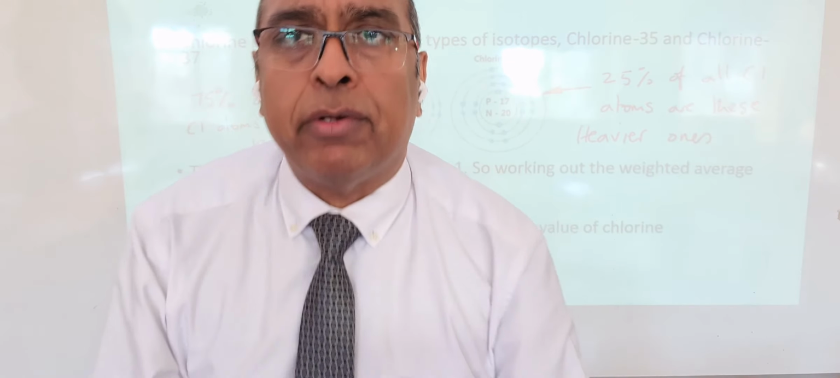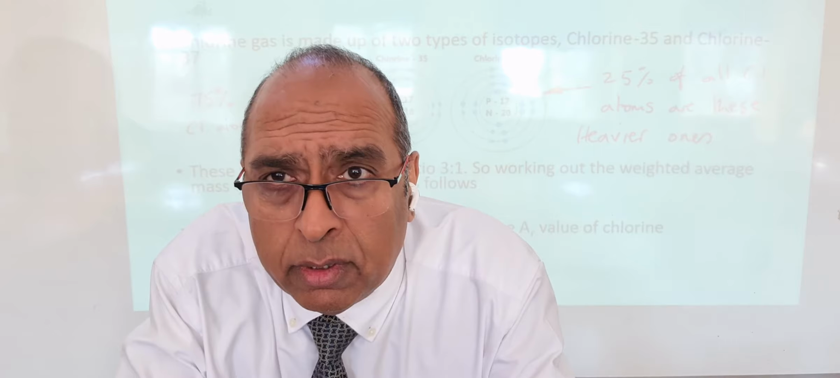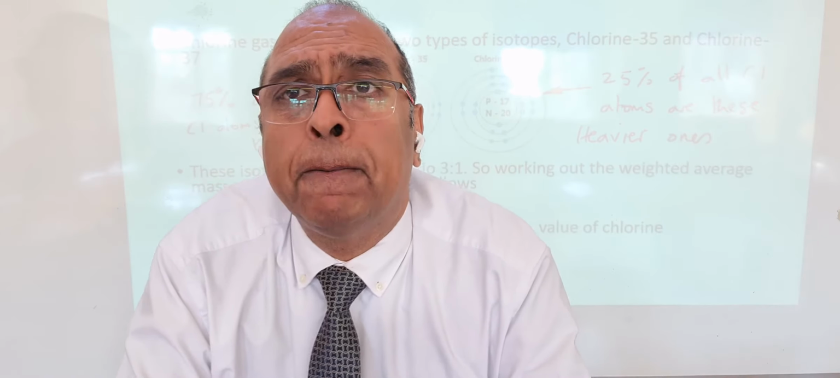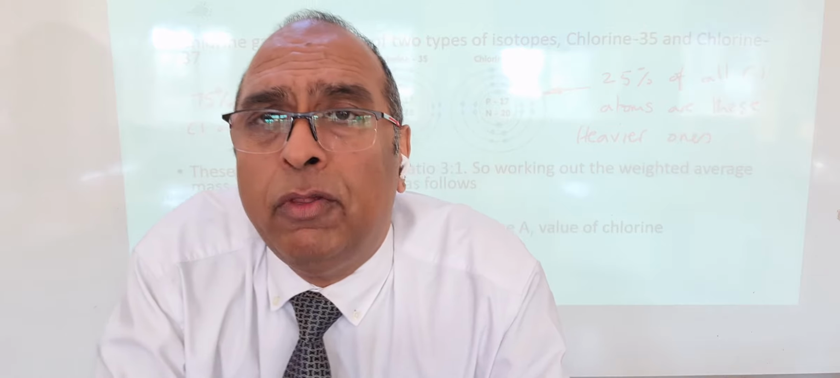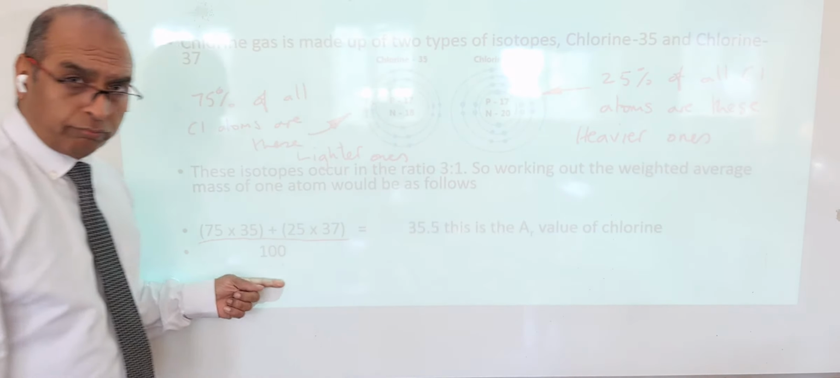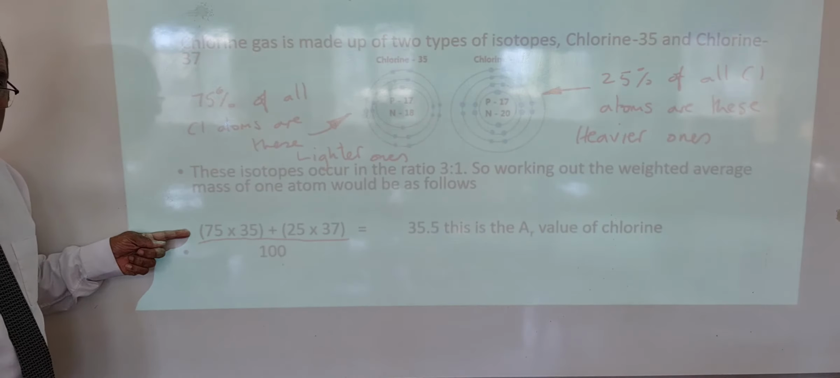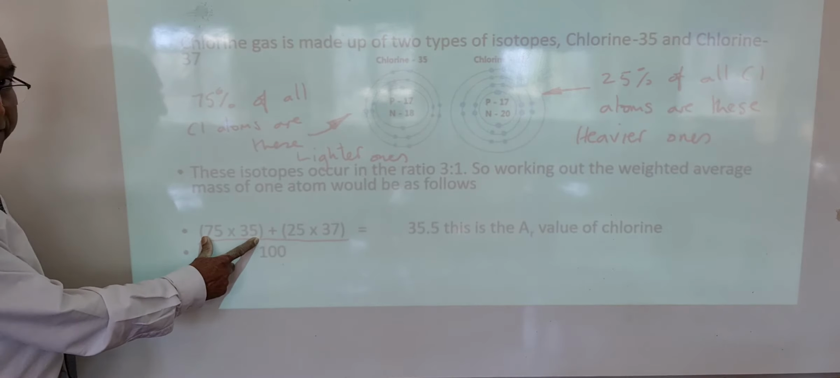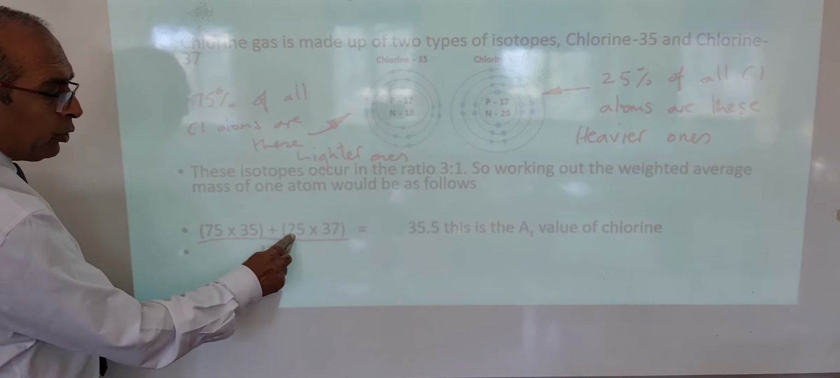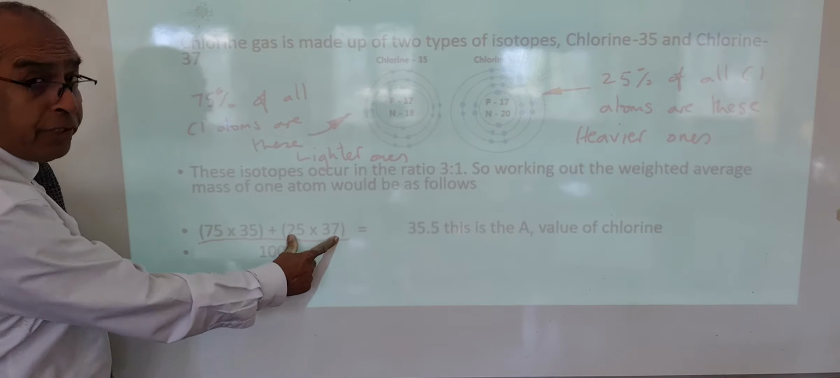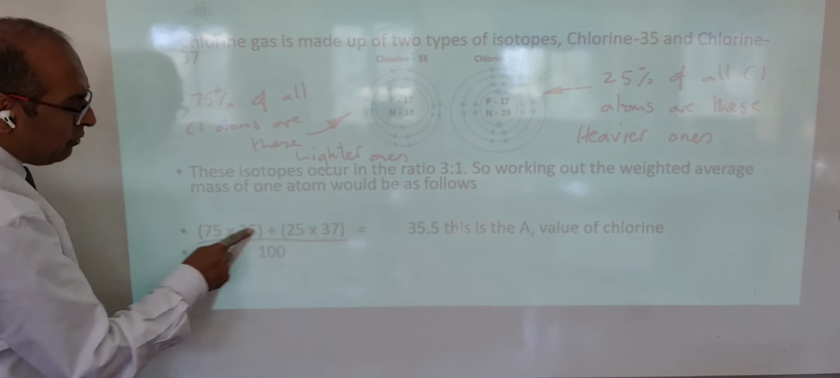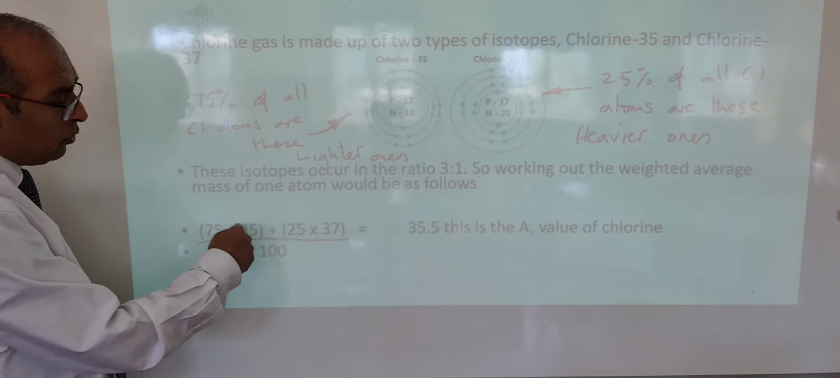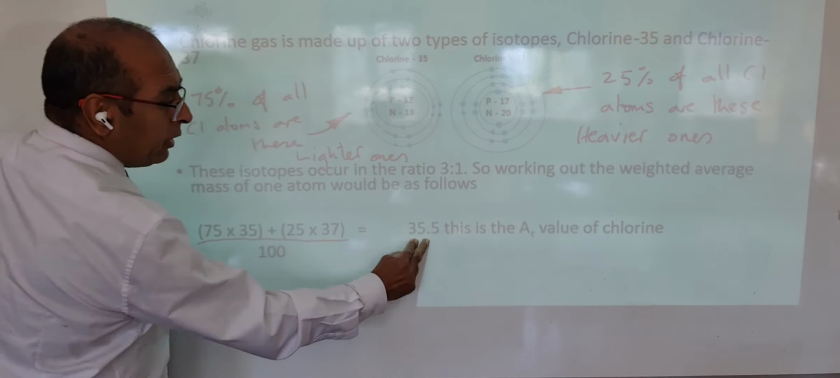So how do I take 100? Well, out of every 100, 75 of them are the lighter one, that weighs 35 each, and 25 are the heavier ones that weigh 37 each. Add all of those 100 up and divide by 100. Look, here. 75 times 35. That's the weight of 75 lots of the lighter atoms. Add 25 lots of the heavier 37 atoms. So that is a way of getting the weight of all 100 typical atoms. You divide by 100 to get the weight of one of them. So put that into your calculator, divide by 100, and you get the answer 35.5.